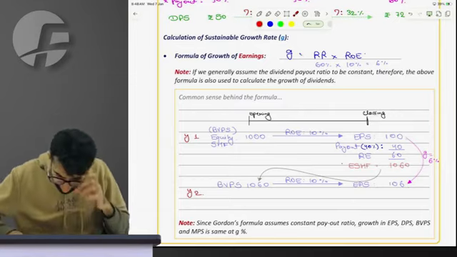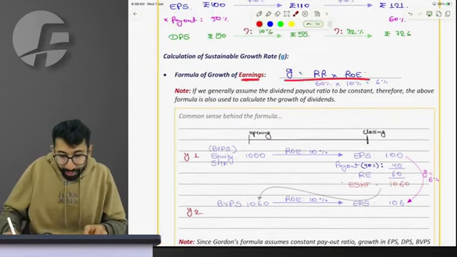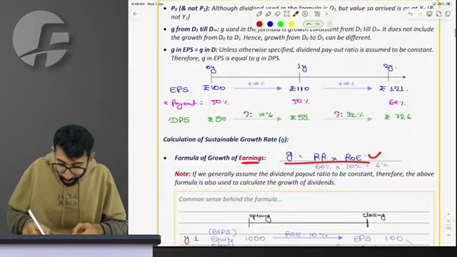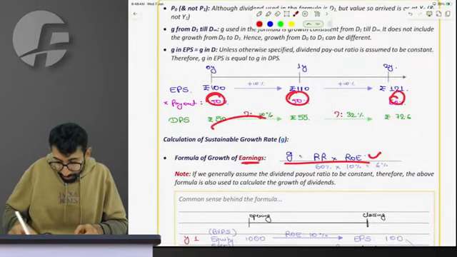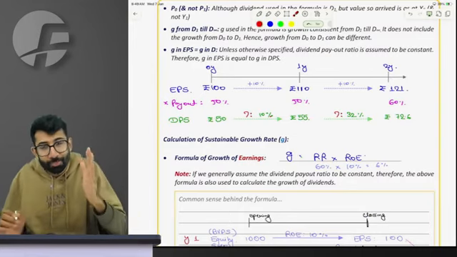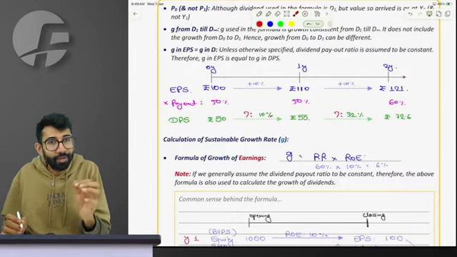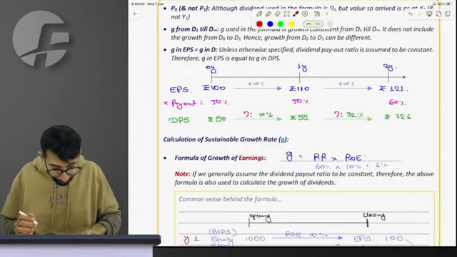Perfect. So, sir, we got the point now. We got the point that earnings growth is calculated like this. And if the payout ratio is constant every year, then the same is dividend growth. We are all sorted till this point. Now we are all set to go to the practical questions. And now for the first time in our class, you will solve a practical question which is of CA final.